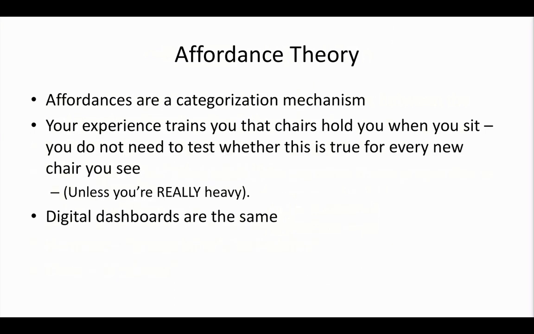Affordances are basically a categorization mechanism, and your experience trains you to very quickly, based upon the configuration of an object, place it into a category of what it affords. So when you see a chair, unless you're looking at some really crazy modern art chair, you don't test whether it's a workable chair. If you see a chair, you sit down. I guess unless you're really heavy, you sit down and assume that the chair will hold you.